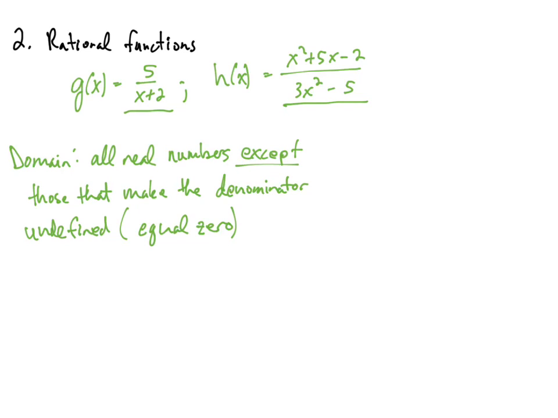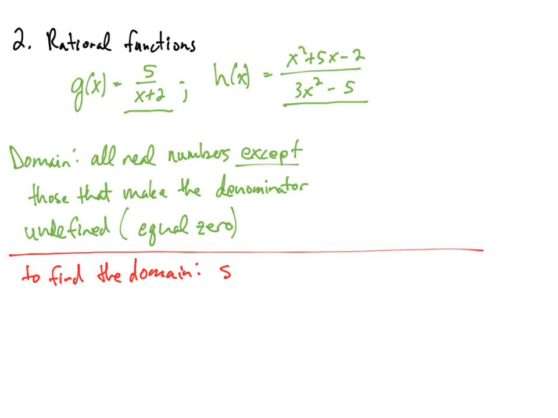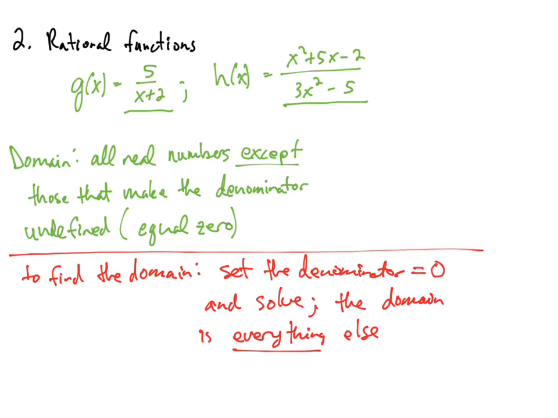So how do we find the domain? To find the domain for a rational function, what we do is we set the denominator equal to 0 and solve. So the domain would be everything else, and we'll see how this works when we do a couple examples here. Okay, so set the denominator to 0, solve the equation, and then the domain is everything else except what makes the denominator equal to 0.